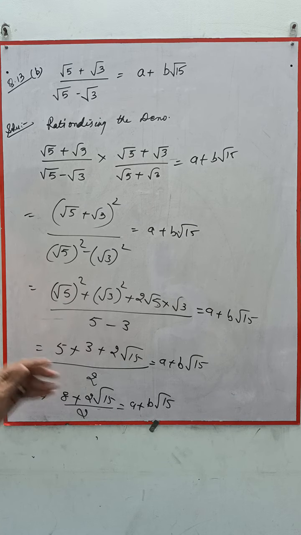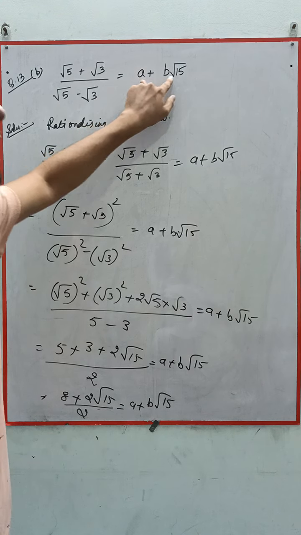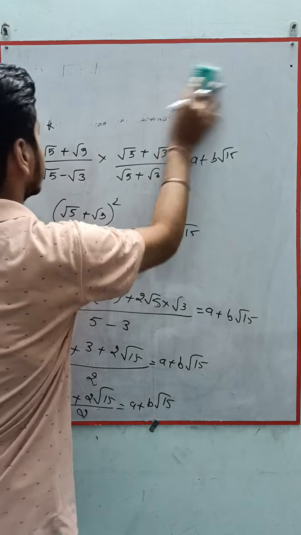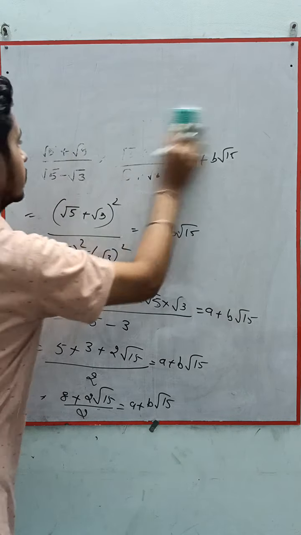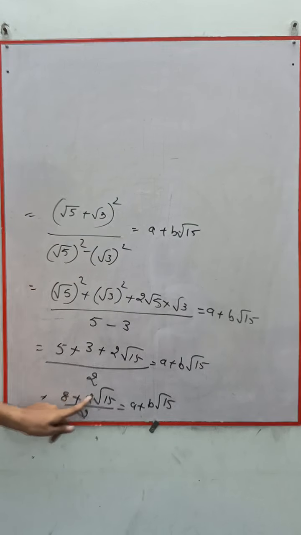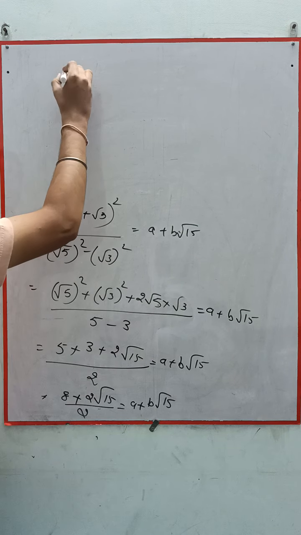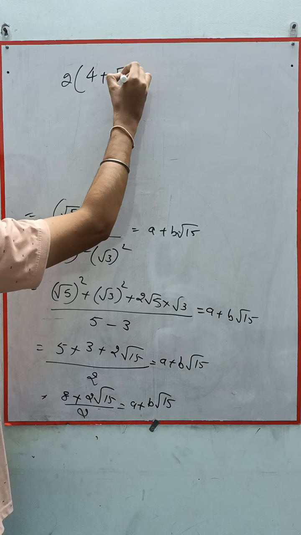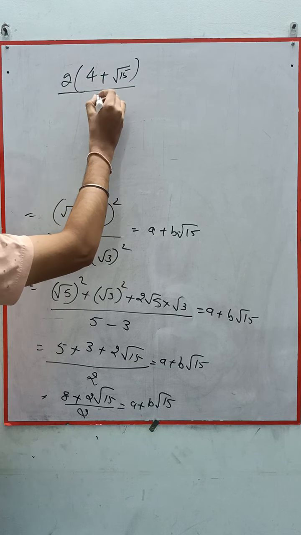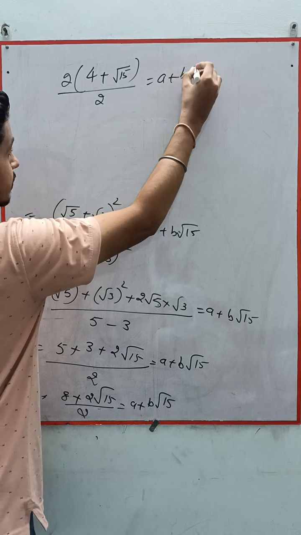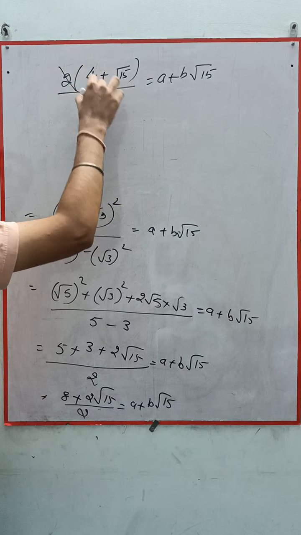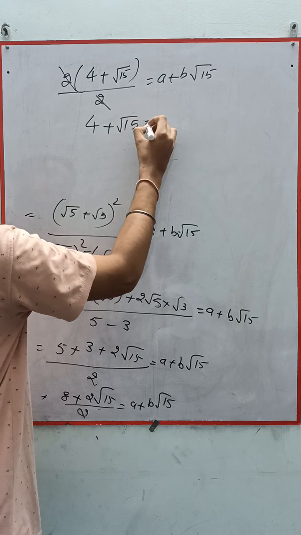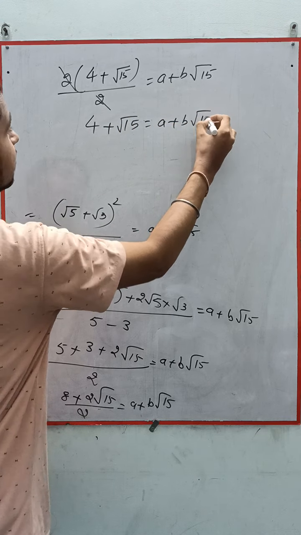I hope up to here the things are clear. Actually we need to find the values of a and b here. Alright, so that is what we are doing. Now from here can we take 2 common? So taking 2 common we will get (4 plus root 15) whole divided by 2 equal to a plus b root 15. This 2 and this 2 will be cancelled and we will be left with 4 plus root 15 equal to a plus b root 15.